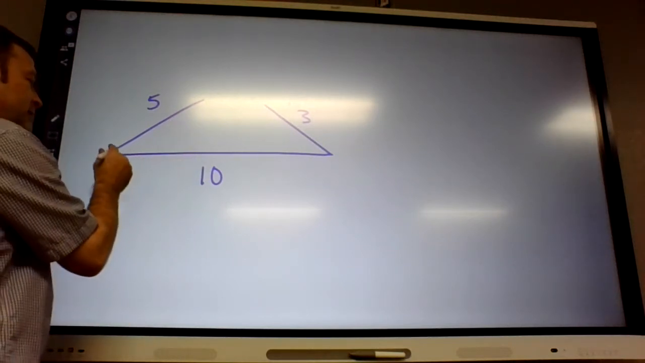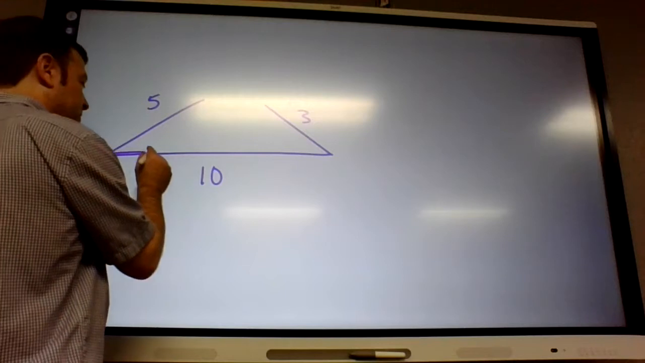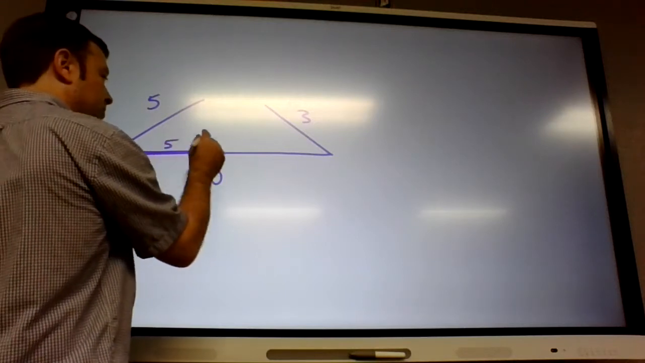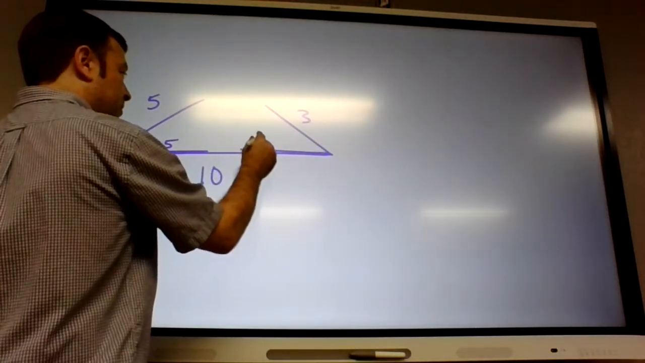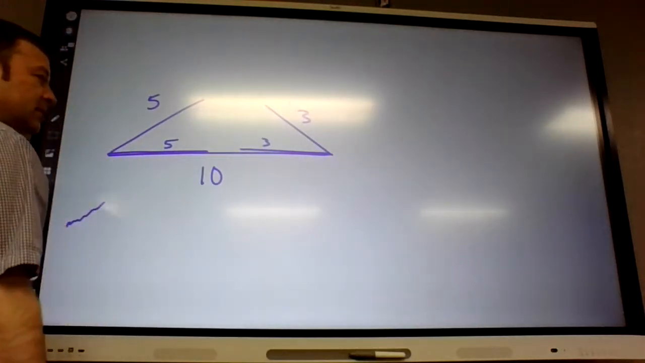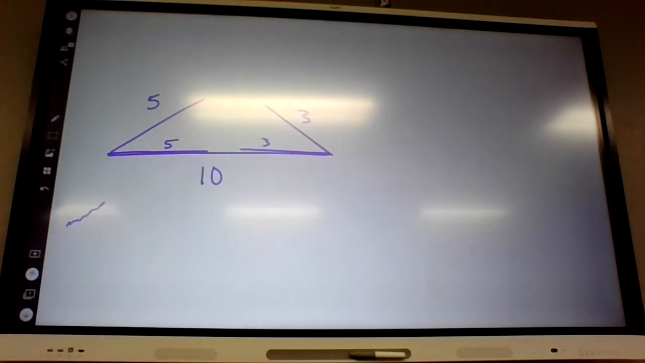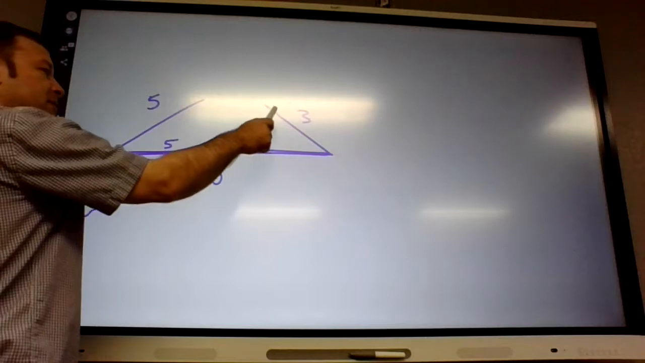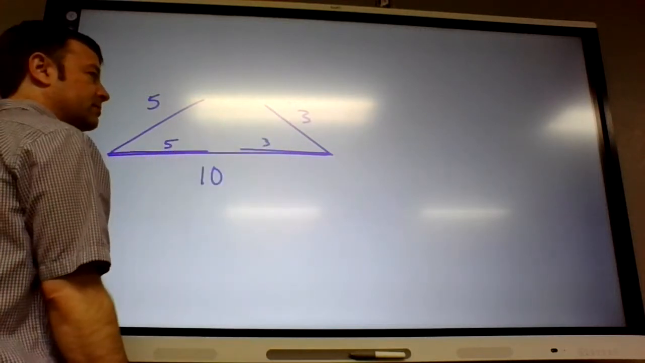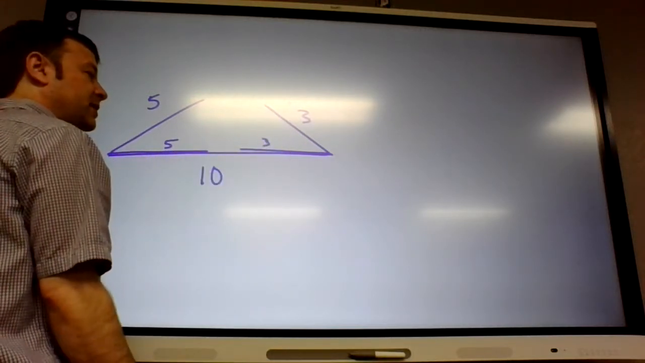Okay, even if I go completely flat, will a 5 and 3 make it all the way across? No. So, what can I say about any two lengths of a triangle? They have to equal the base?